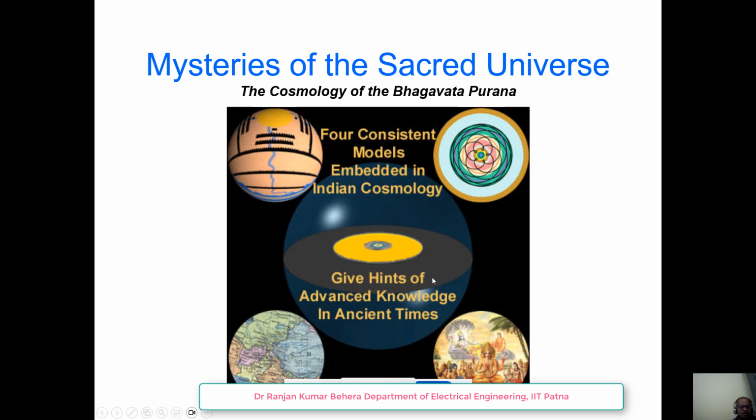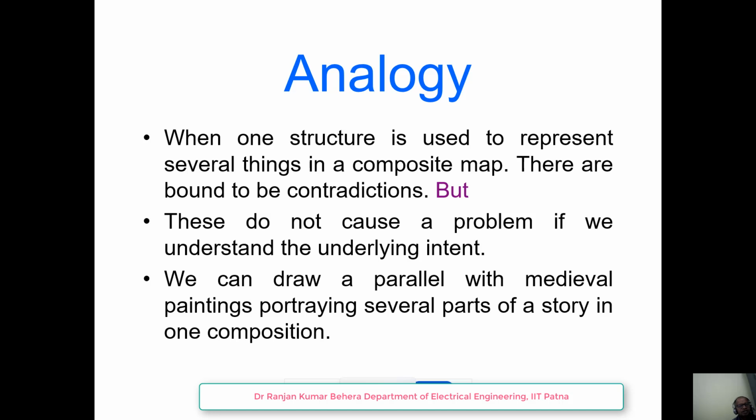And those who stay in the middle planetary system, or earthly planetary system, madhya tishtati rajas. So when one structure is used to represent several things in a composite map, there are bound to be contradictions. But these do not cause a problem if I understand an underlying intent. We can draw a parallel with the medieval painting.